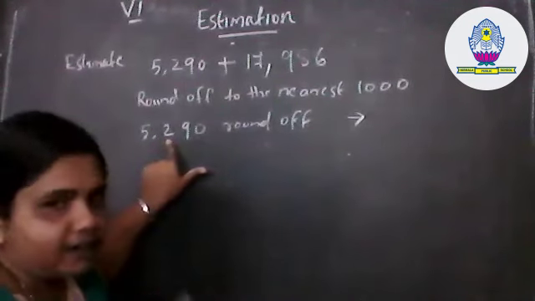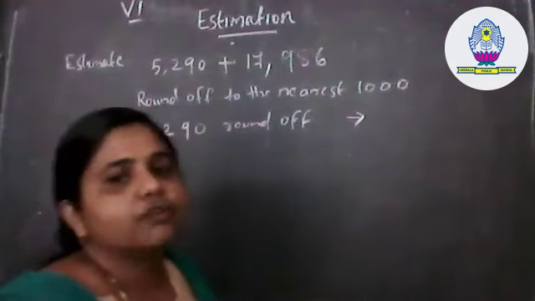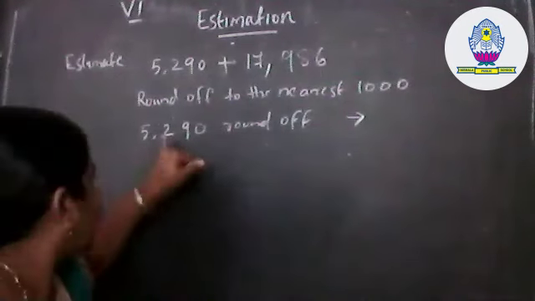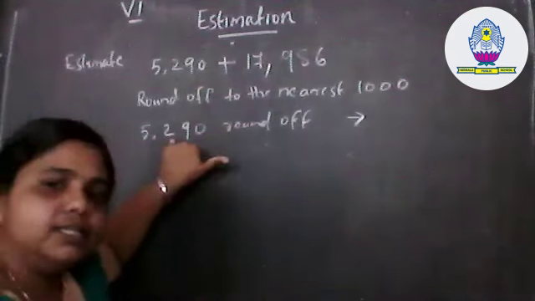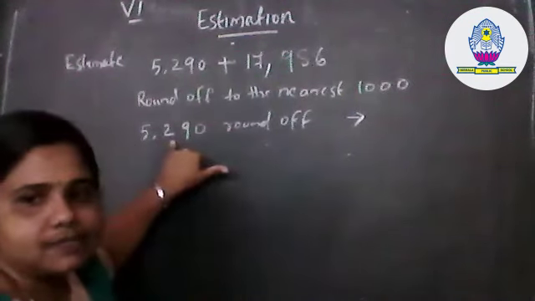But if we round off these numbers to the nearest 1000, we take the digit in the hundreds place. Here the digit in the hundreds place is 2, which is less than 5.